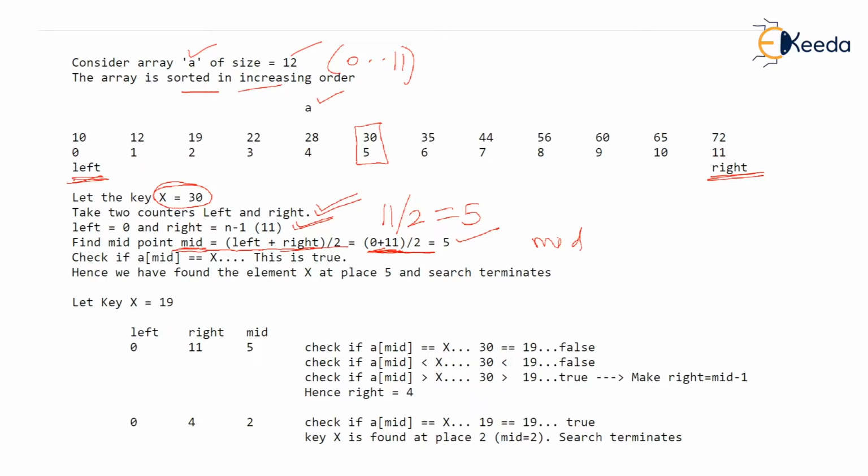We will ask a very simple question. Is that midpoint storing the value x which we are looking for? So we are going to check if A[mid] is equal to x. And A[mid], observe, A[mid] is 30, A[5] is 30 and x is also 30 that we are looking for. So the search terminates announcing that yes, the key is present at the fifth place.